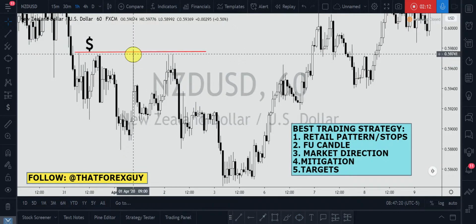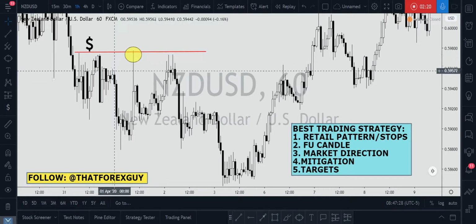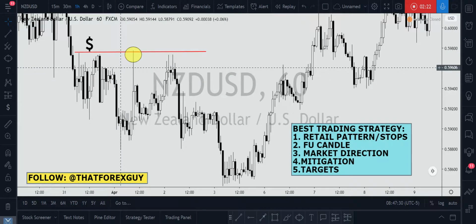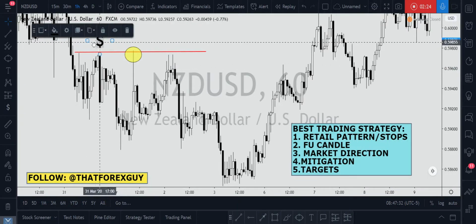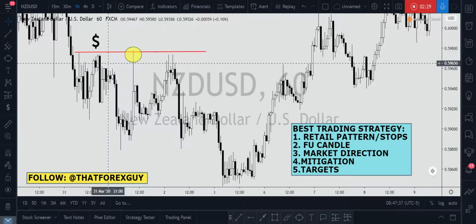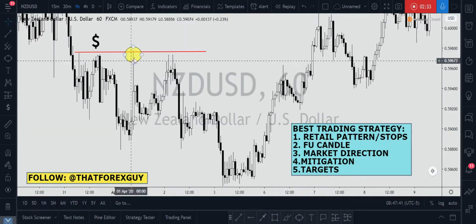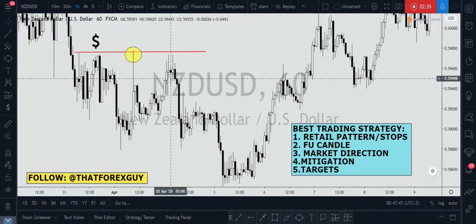And this is very small, but if you go on smaller time frames, you can see that this wick right here spikes past these highs and these highs and these highs, which are probably where retail stop losses are. That's where all the pool of retail stop losses are. So next we have our retail pattern, check. We have our FU candle, wick goes past those highs, check.